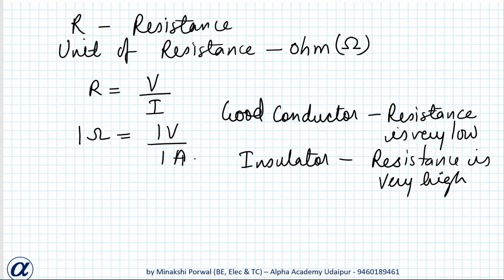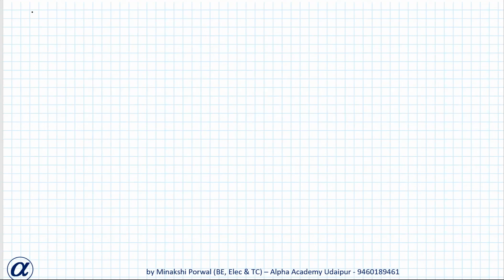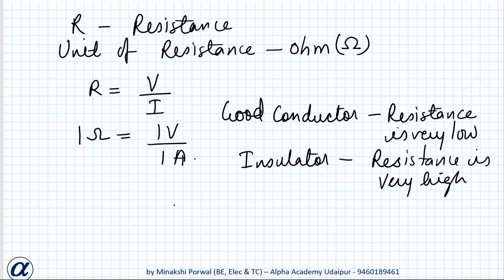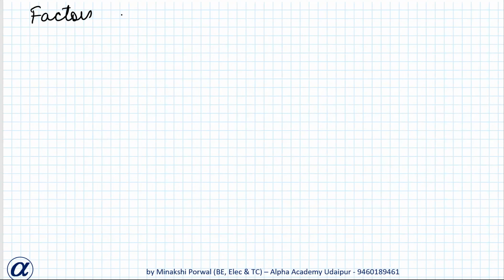Now, factors on which resistance depends. Hindrance बोला था मैंने. Nirviksha is typing. What is this word I said? It is hindrance. Hindrance का मतलब obstruction और रुकावट. Obstruction या रुकावट basically. That is the meaning of hindrance. So I am saying that resistance is actually the hindrance in the path of flow of current. Now, factors on which resistance depends.